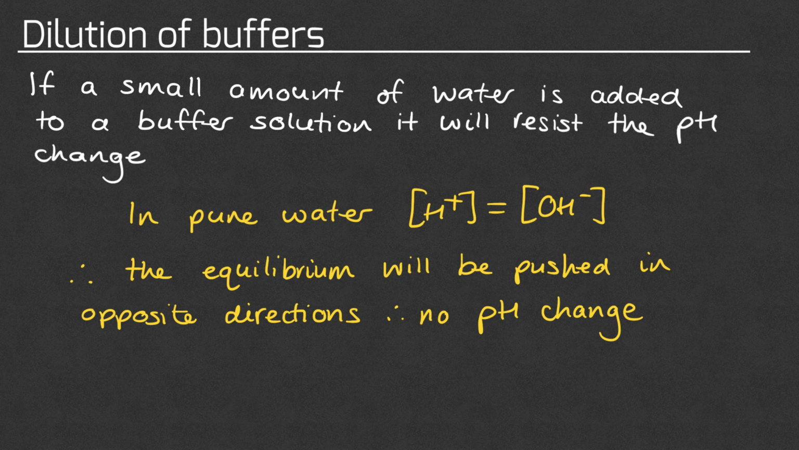This is because in pure water, the concentration of H+ equals the concentration of OH-. Now we've seen in these few examples how if we add either of these to a buffer solution, the pH remains constant through the change in equilibrium.